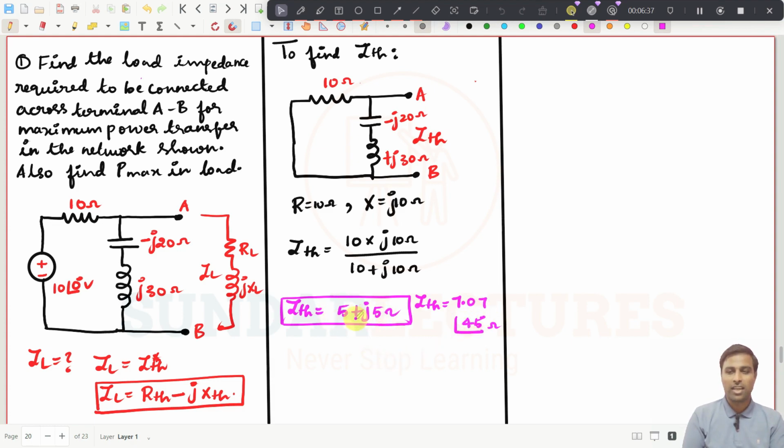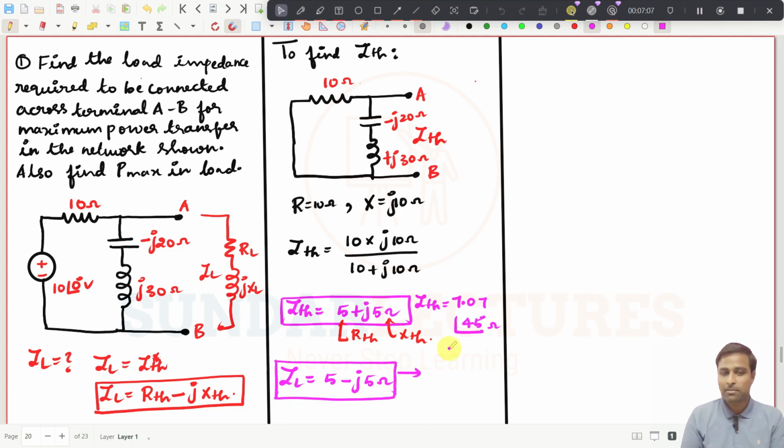This is the expression we have written in the polar form, right? But we need only the rectangular form, since we know that ZL should be equal to RTH minus jXTH. This is the value of RTH and this is the value of XTH. And what should be the ZL now? ZL should be equal to 5 minus j5 ohms. So this is the condition for maximum power transfer, right?